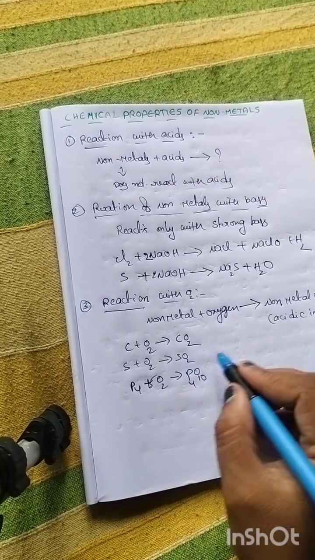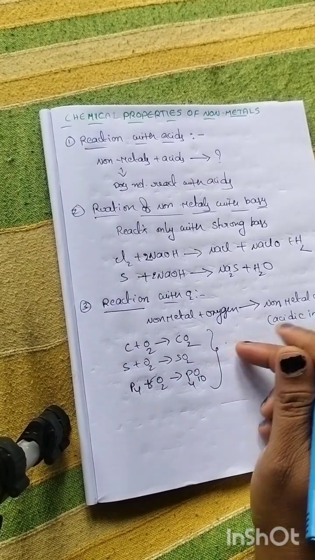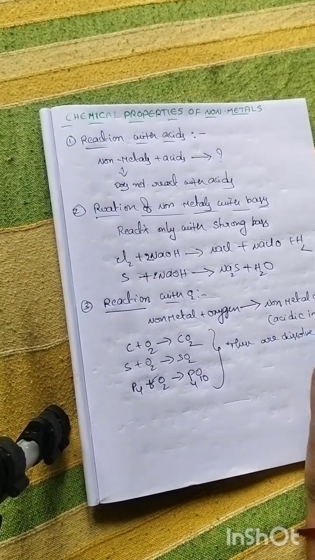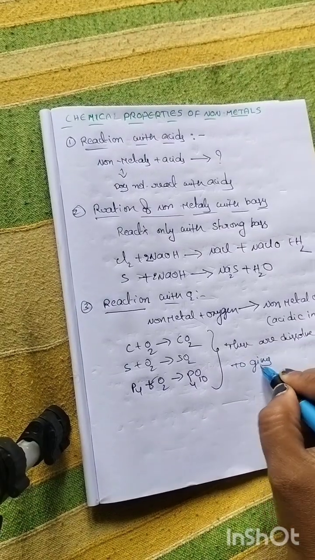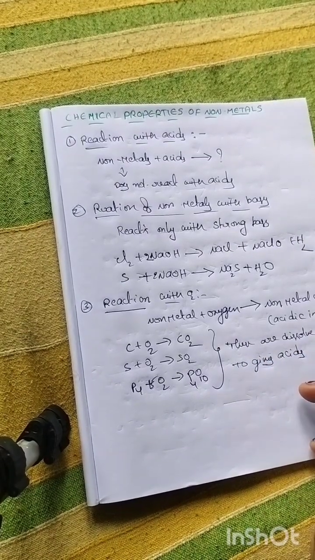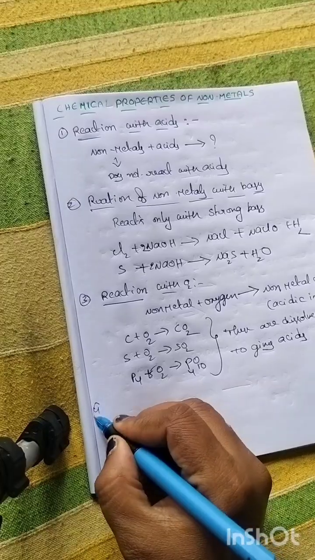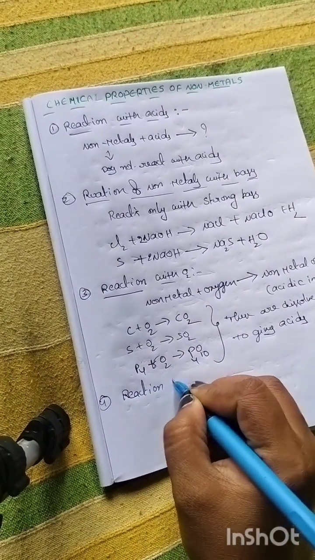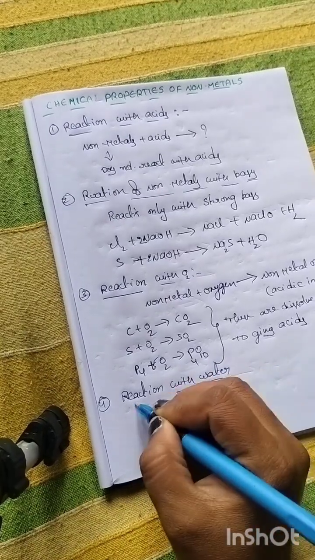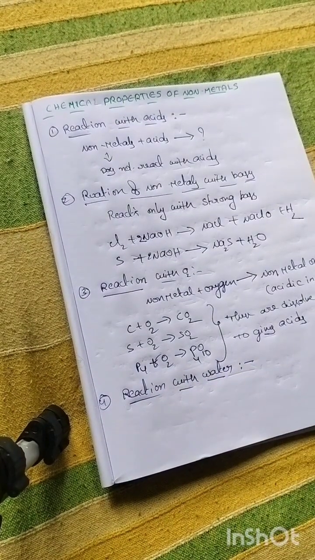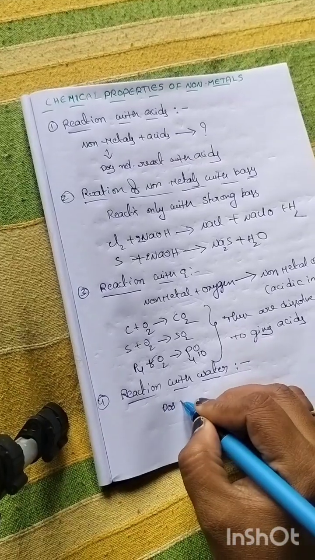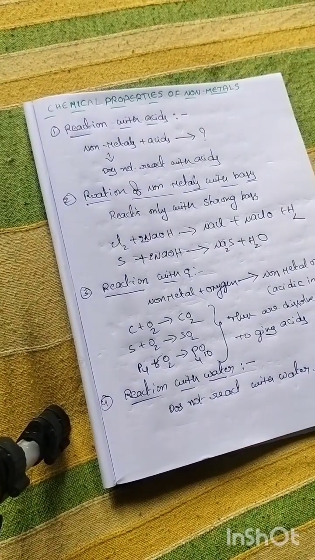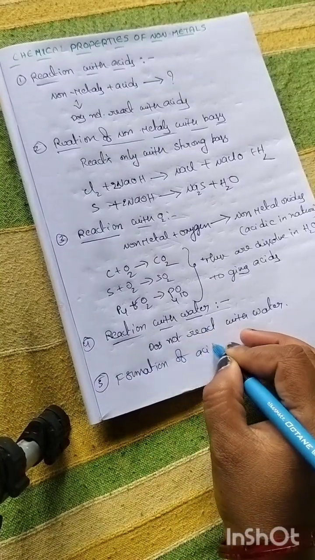Before going into the fourth property, all these products, that means these non-metal oxides, CO2, SO2, P4O10, dissolve in water to give acids. Next, the fourth chemical property, reaction of nonmetals with water. Nonmetals do not react with water. Why? Because these are insoluble in water.